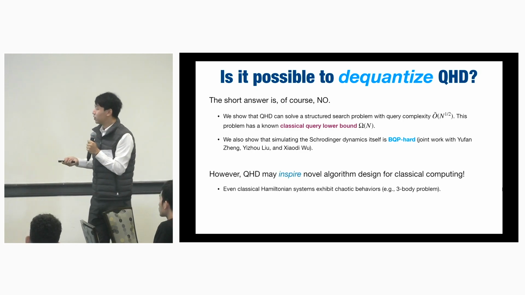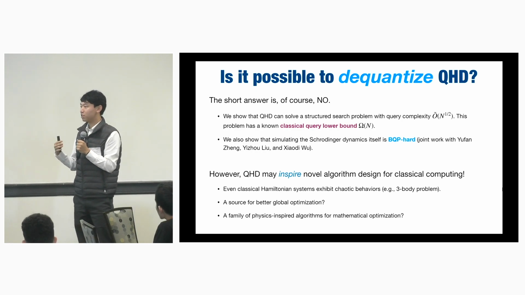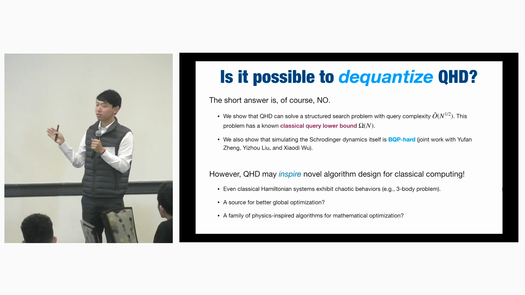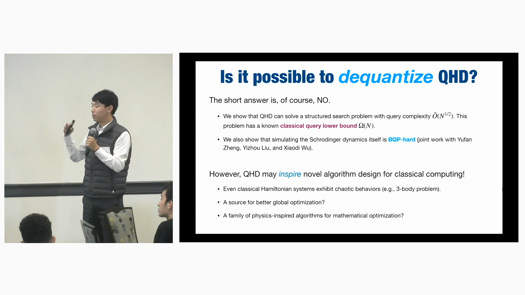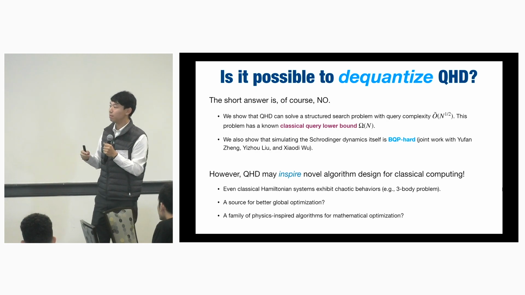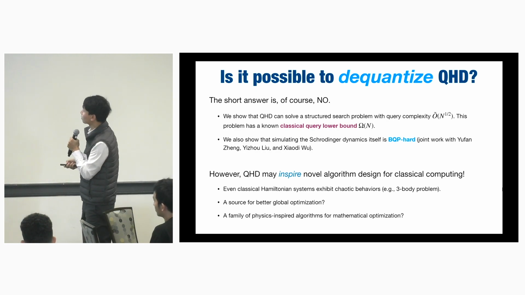And also, QHD may inspire new algorithms that are suitable for classical computing, because even these classical Hamiltonian systems do exhibit some interesting behaviors, such as chaotic behaviors. Even though those are not quantum tunneling, they may give you some other sources of randomness in this whole system that may help us to better explore the optimization landscape.